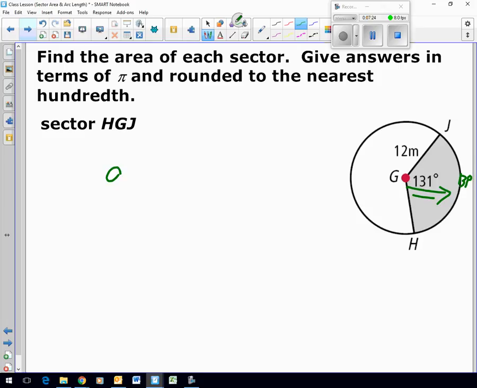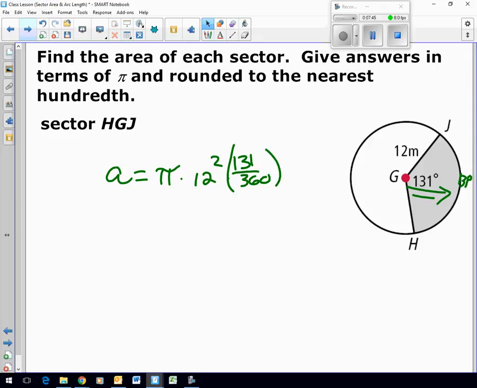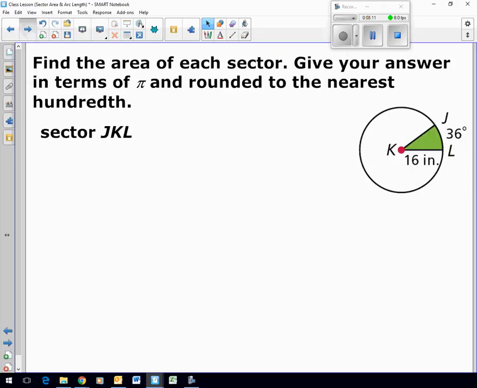So Brady, if I wanted to put this into my area of a sector formula, I would do pi times radius squared times what? 131 over 360. Calculate pi times radius squared times 131 over 360 real quick. 164.5, somewhere in there, right? Holly, is that what you got? Good deal. I think y'all can do that one on your own.